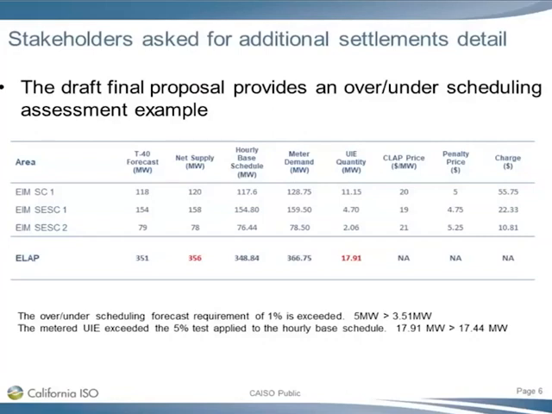So the first point would be that the over and under scheduling assessment would be performed if the forecast requirement is exceeded by 1%. As you can see in this example, that first 356 highlighted in red is 5 megawatts. This is greater than 1% of the forecast. Should something like this occur, then the actual test would be applied: the UIE quantity that was metered is in excess of 5% of the hourly base schedule. So in this case, the 25% penalty would be applied to all metered demand, which you see reflected in the 3 columns to the right.